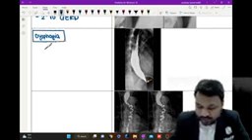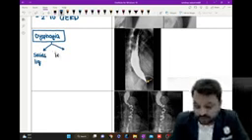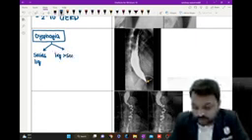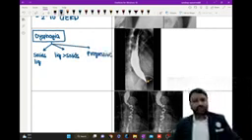Is the dysphagia for solids, liquids, or both? The dysphagia is for both solids as well as liquids. Is dysphagia more for solids or more for liquids? Here, dysphagia is more for liquids when compared to solids. Is it going to be a progressive or a non-progressive dysphagia? This is a progressive dysphagia. Usually seen in females, right?